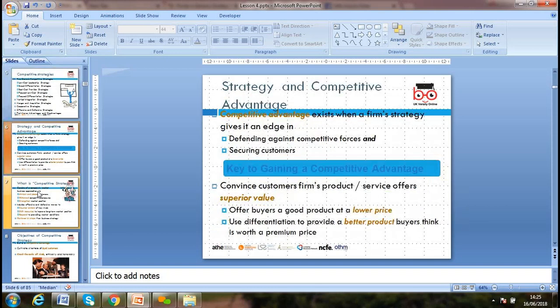So competitive advantage exists when the firm gets an edge defending against the competitive forces. Securing the customer is key to gaining the competitive advantage, a convenience firm, convenience product. So that's the convenience. Customers buy with less cost and more value. If we are offering them 10% extra, buy one get one free, or buy one get the other half price, that gives us a competitive advantage if we can afford it.